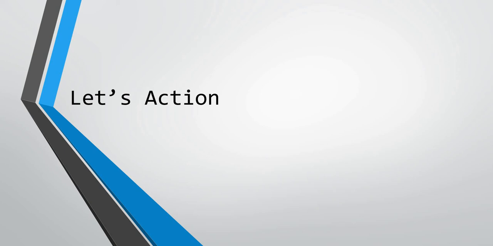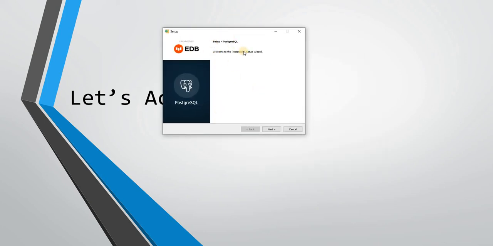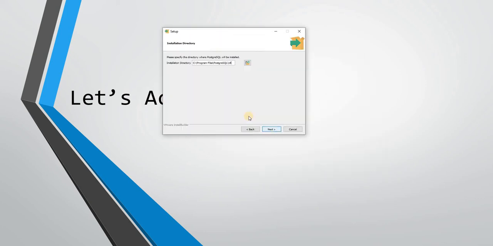Once that is done, the screen for configuration and installation should appear. So this is the screen, right? Welcome to PostgreSQL Setup Wizard. Next, this is the installation directory. Okay, click next. You can change it, but I always suggest that please don't change it.